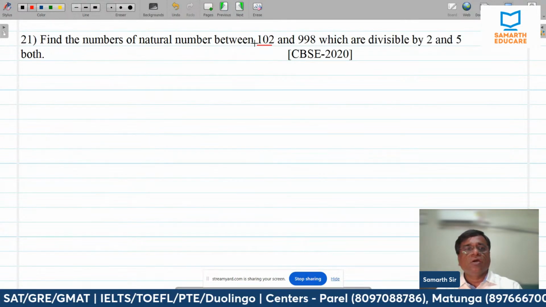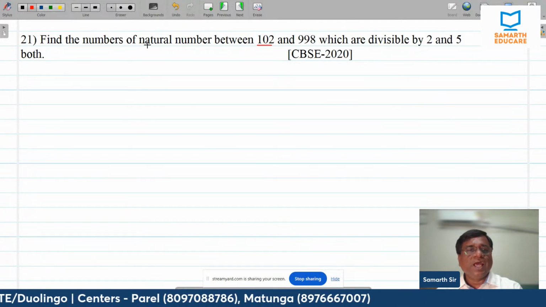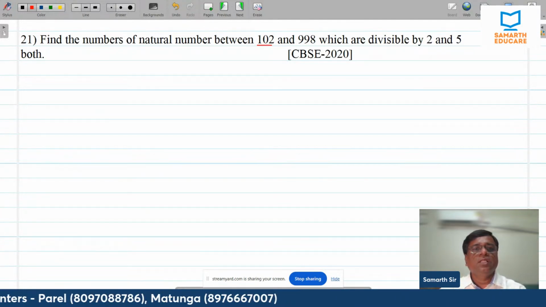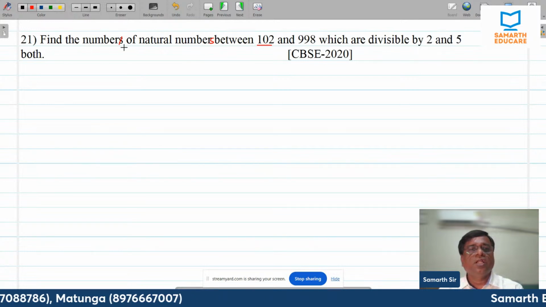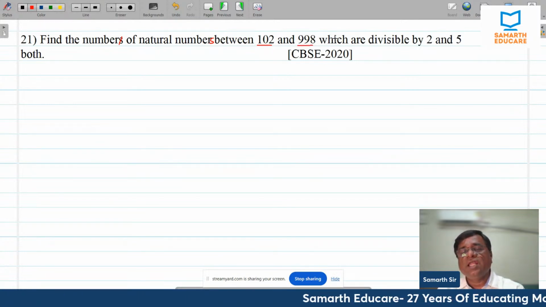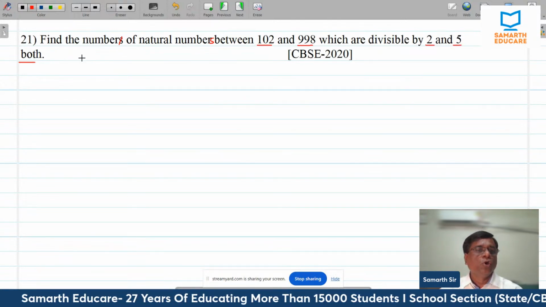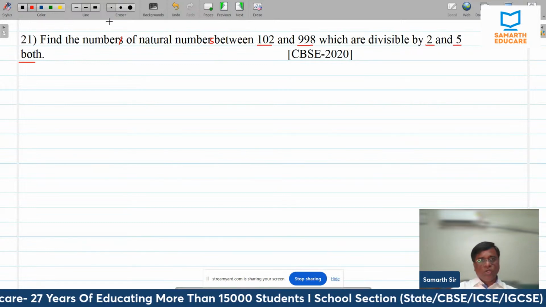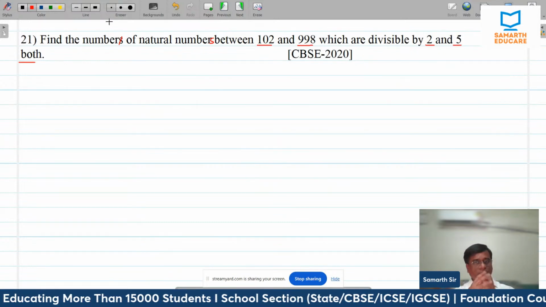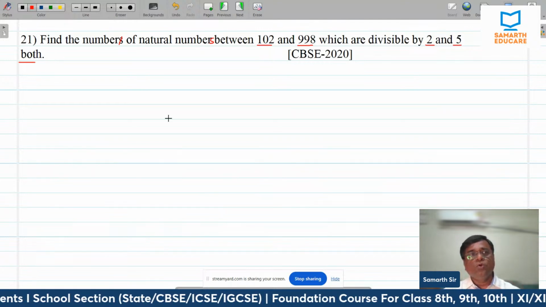Very interesting. Find the number of natural numbers between 102 and 998 which are divisible by 2 and 5. Both 2 and 5 both. So let me tell you, when he is talking about 2 and 5, if two numbers come like this, usually I am asking you to do this.